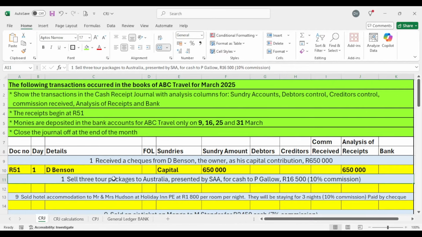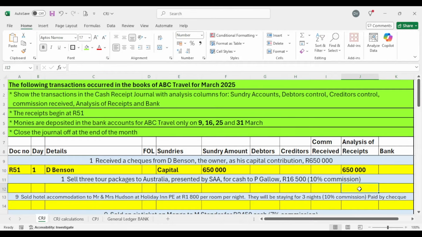Next one. On the 1st as well, you sell 3 tour packages to Australia presented by SAA for cash to P. Gallo, 16,500 Rand per package, and it includes 10% commission. So we don't have the full amount yet that we want to insert under analysis of receipt because we've got calculations to do, right? So let's first do the calculations.